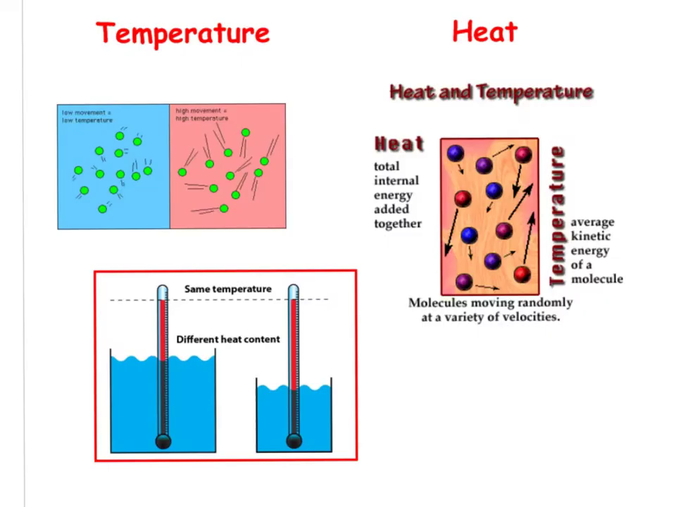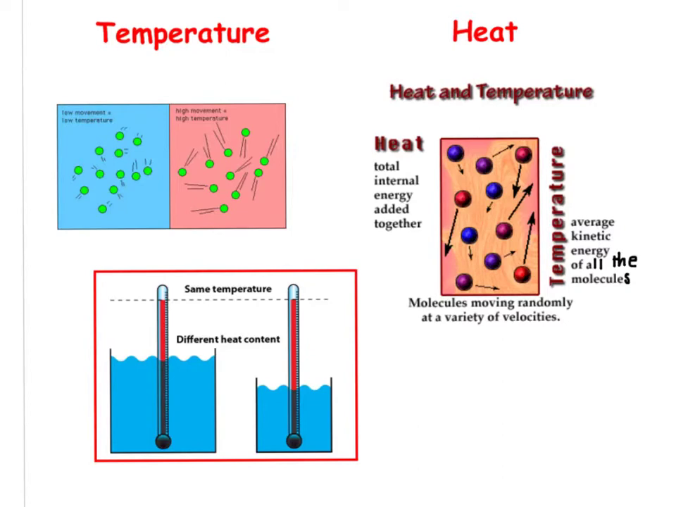Now let's look at a couple more definitions we need to get out of the way. Temperature versus heat. And you've probably all studied this before, but it's a good review. What is temperature? Here's an example of low temperature. Low movement. The molecules or the little dashes are showing there isn't very much movement to the molecules. Here is high movement. That equals high temperature.